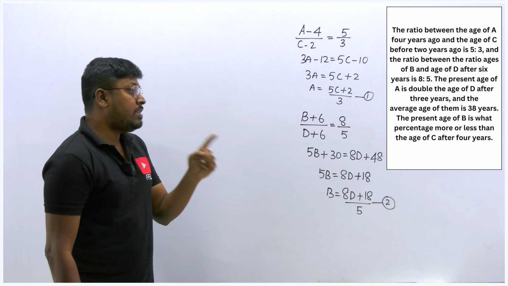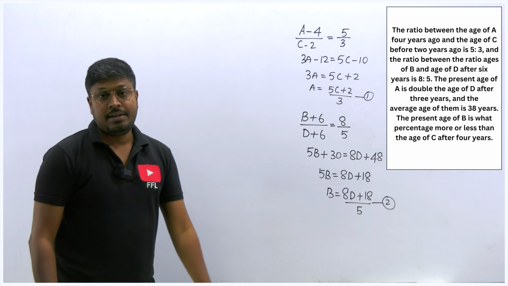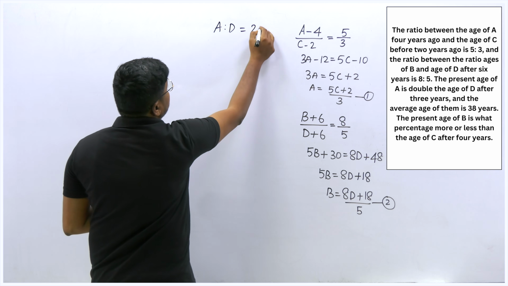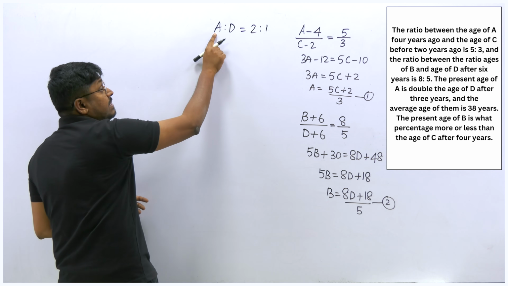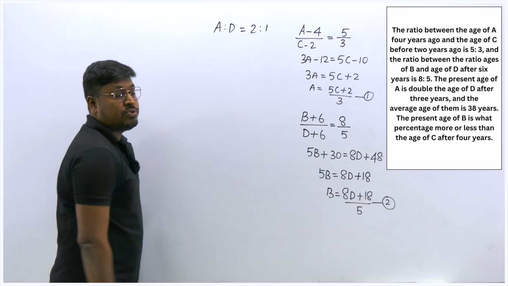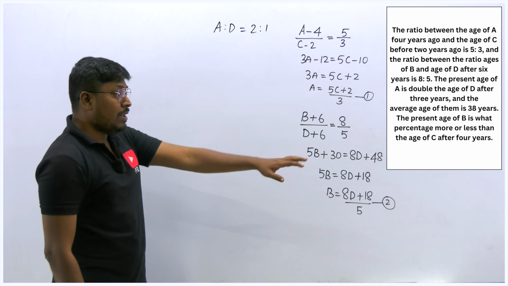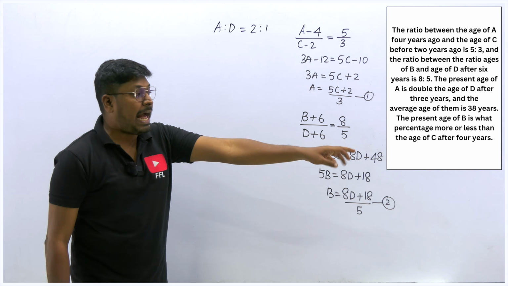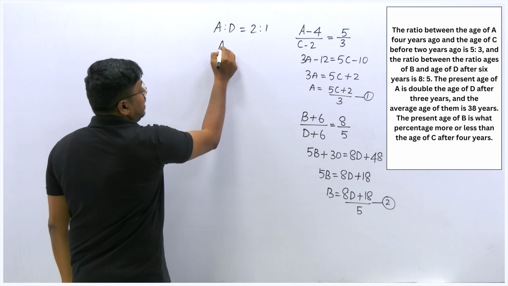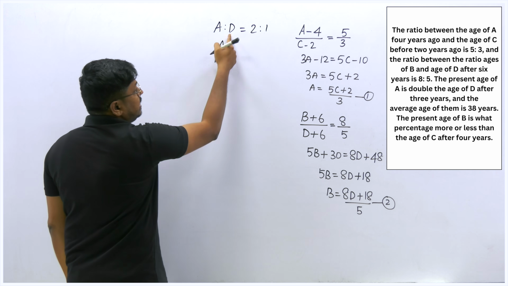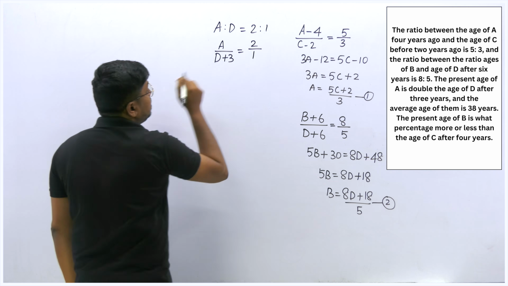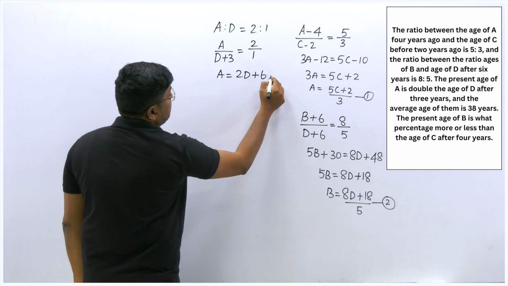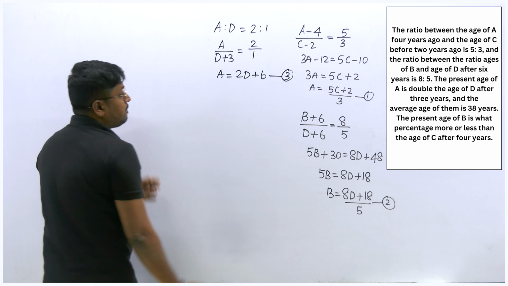Present age of A is double the age of D. That means A to D age will be 2 is to 1, because when compared to D, A's age is double. Another important point they have given is A is double the age of D after 3 years. That means A divided by D plus 3 is equal to 2 by 1. So now let me solve it. This will be A is equal to 2D plus 6. This can be taken as equation number 3.